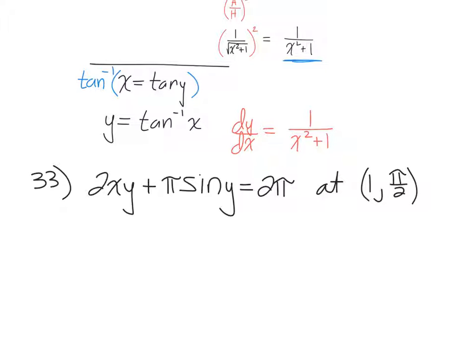All right. So, a little more work here in terms of the differentiation. We've got a little product rule going on for the first piece. I'm going to treat this as 2x multiplied by y. So I have my first function as 2x and my second as y. So first times the derivative of the second, dy dx, plus the second, which is the y, times the derivative of the first, which is just a 2.